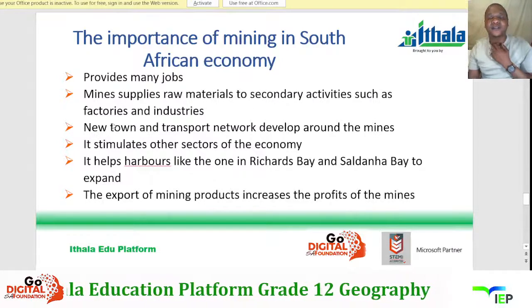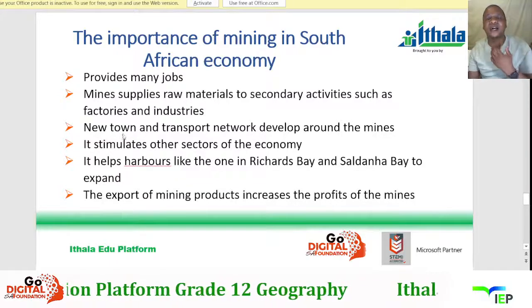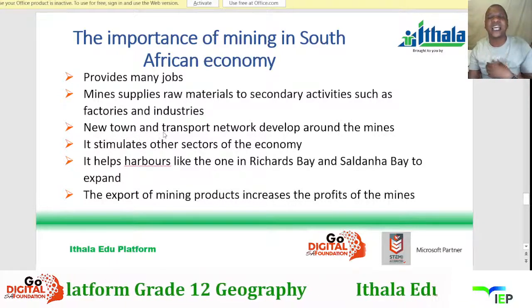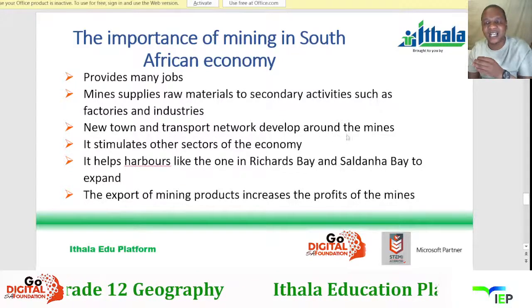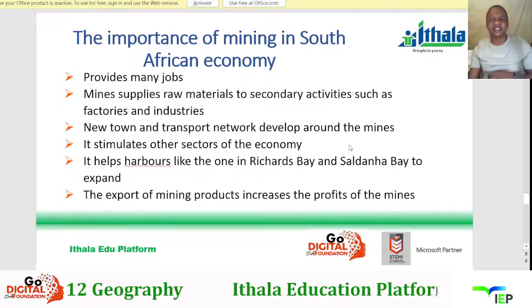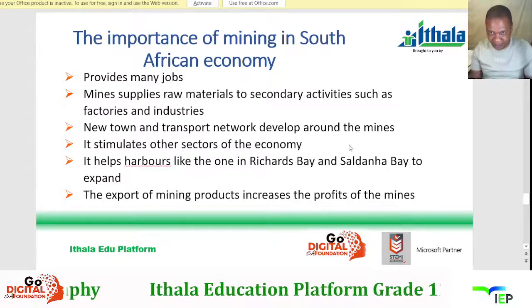And then, regarding the importance of mining in South Africa, you find there are new towns now developing, and also a transport network develops around the mines. So which means mining is more like a multiplier effect.